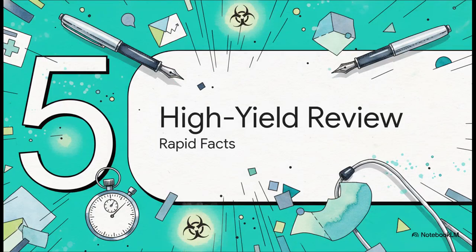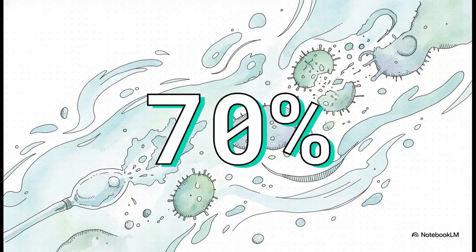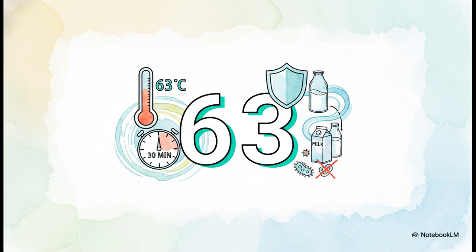Let's wrap things up with Section 5, a high-yield, rapid review. First metric to remember, 70%. When using alcohol for intermediate-level disinfection, 70% is the absolute most effective concentration. You might assume 100% is better, right? Actually, no. Water is biologically required in the mix because it facilitates the protein denaturation and cellular penetration needed to truly destroy the pathogen.